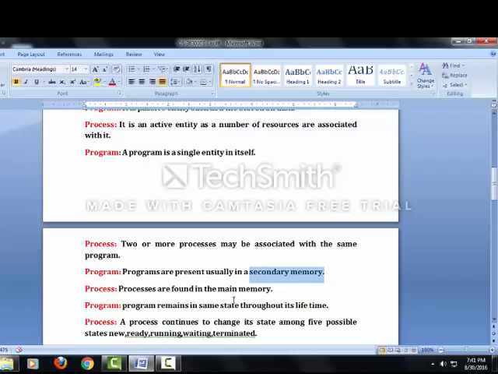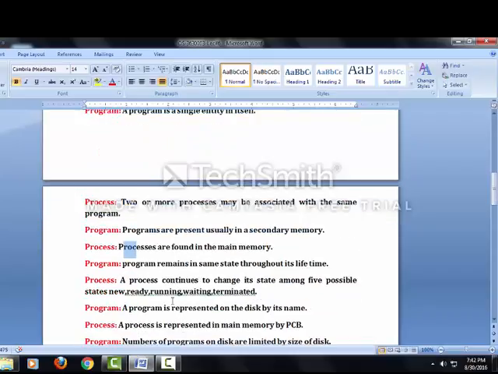Next difference: programs are usually present in secondary memory. As I told you, I create a program and store it in a location, suppose the D drive. So programs are usually present in secondary memory, whereas processes are found mostly in primary memory. Because at the time of execution a program becomes a process, processes are mostly found in primary memory. So that is about the location of a program and a process: a program is always found in secondary memory and a process is mostly found in primary memory.